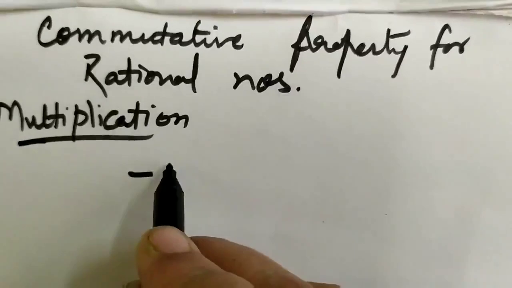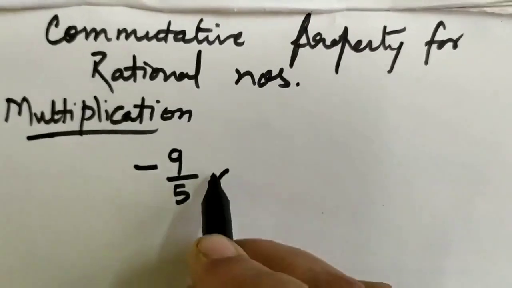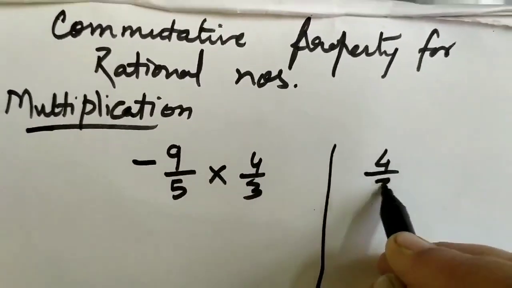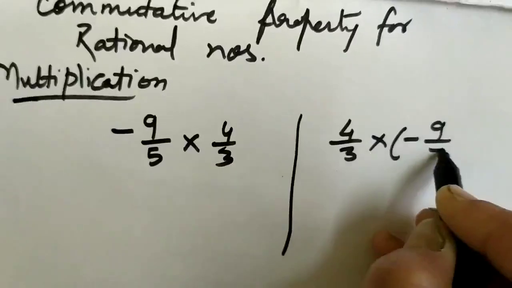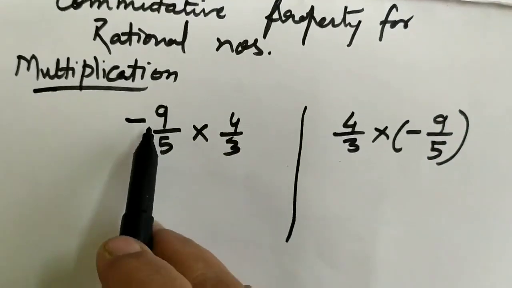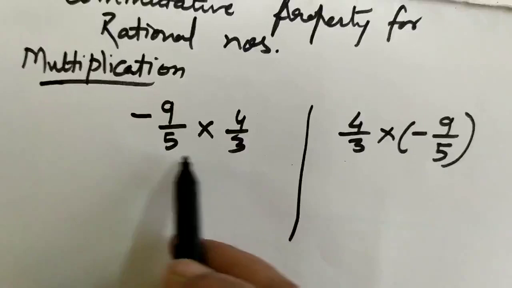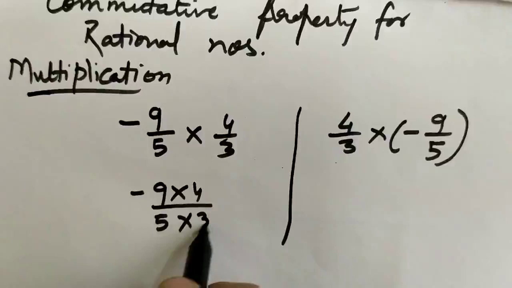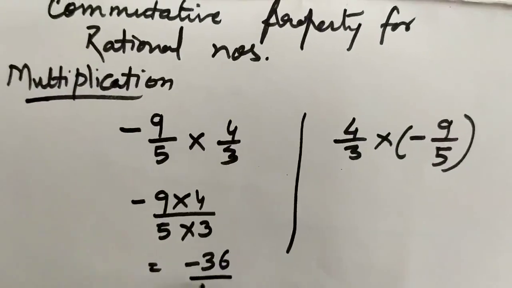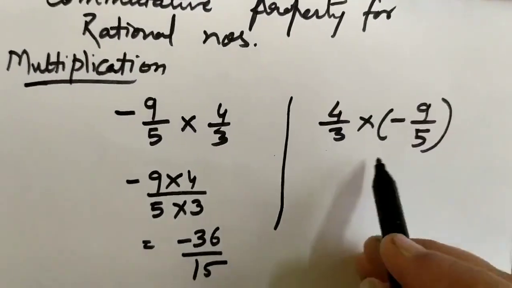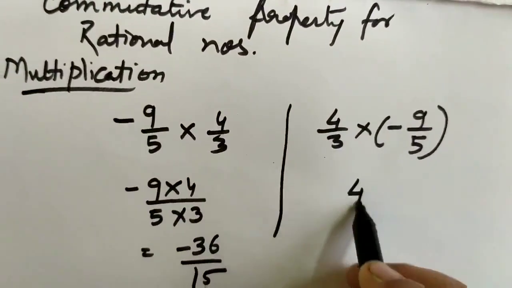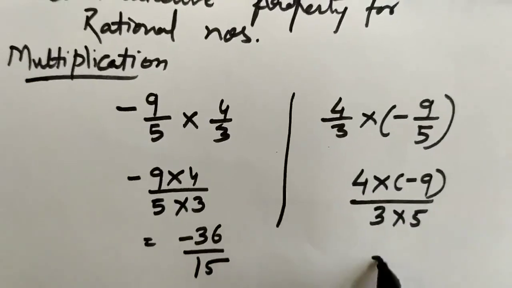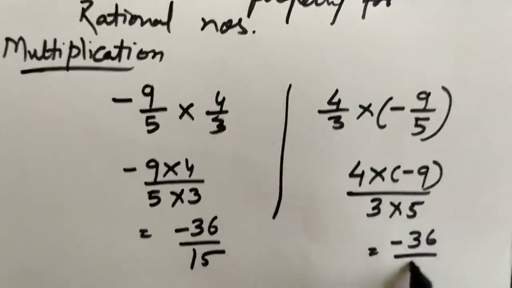Multiplication. We will take any two rational numbers, minus 9 upon 5 into 4 upon 3. If we interchange the numbers, it will be 4 upon 3 into minus 9 upon 5. So we will do multiplication of numerator with numerator and denominator with denominator. It will be minus 9 into 4 upon 5 into 3, equal to minus 36 upon 5 3s are 15. This side, numerator multiplied by numerator, 4 into minus 9 upon 3 into 5, it will be minus 36 upon 15.